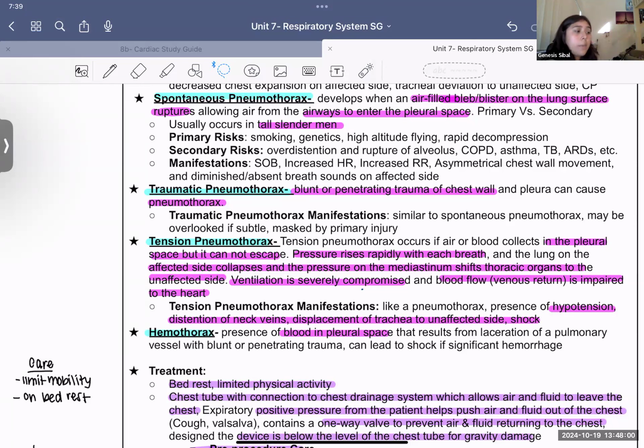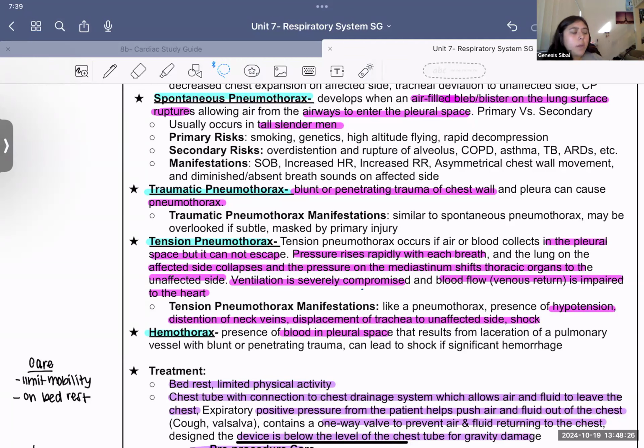So one thing to note, this happens in tall, slender men. Definitely weird. So if you see a question where a male patient comes in who is like 6'3", or not, is that tall? I think so. But if you see a tall person in that question, it's probably going to be a spontaneous pneumothorax.